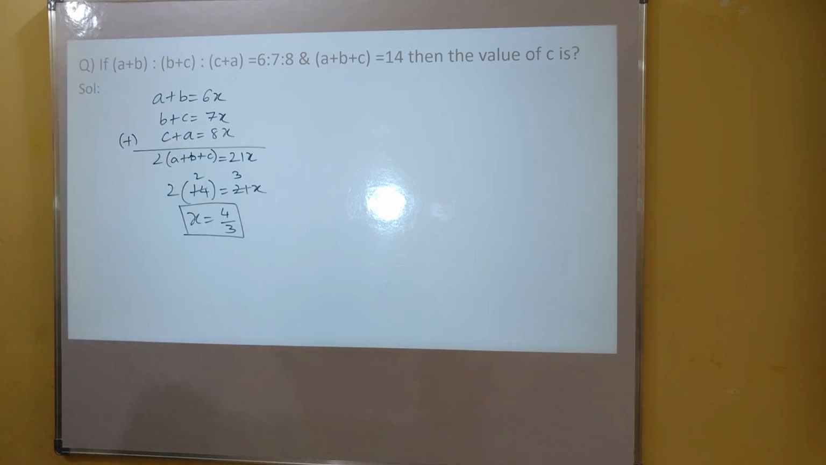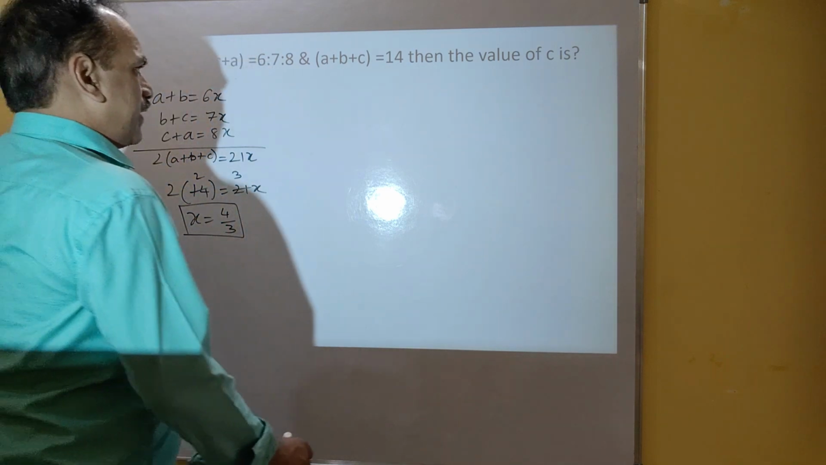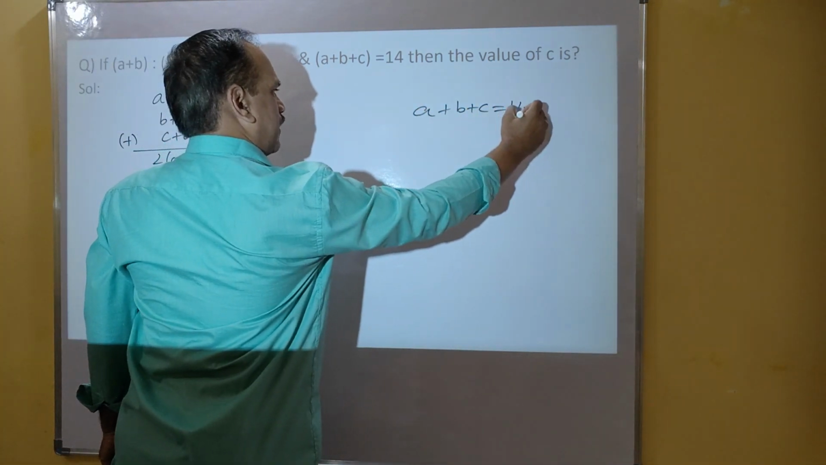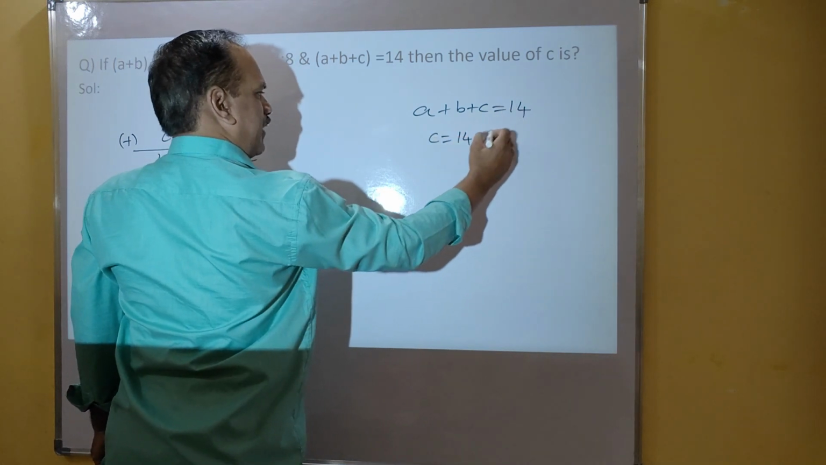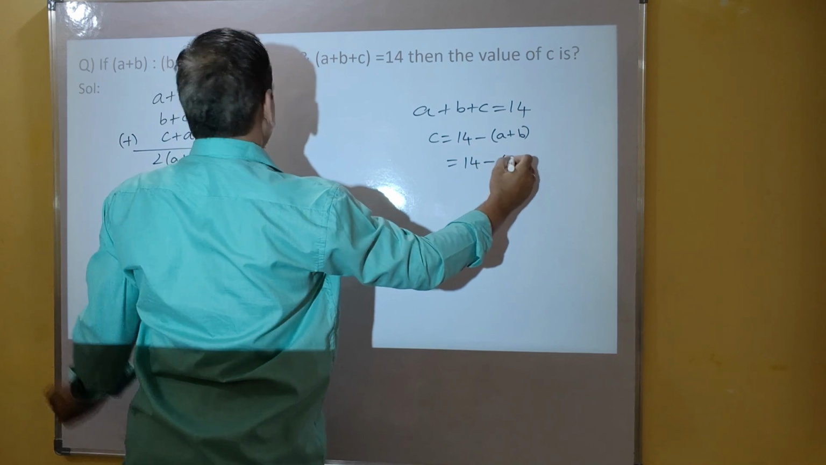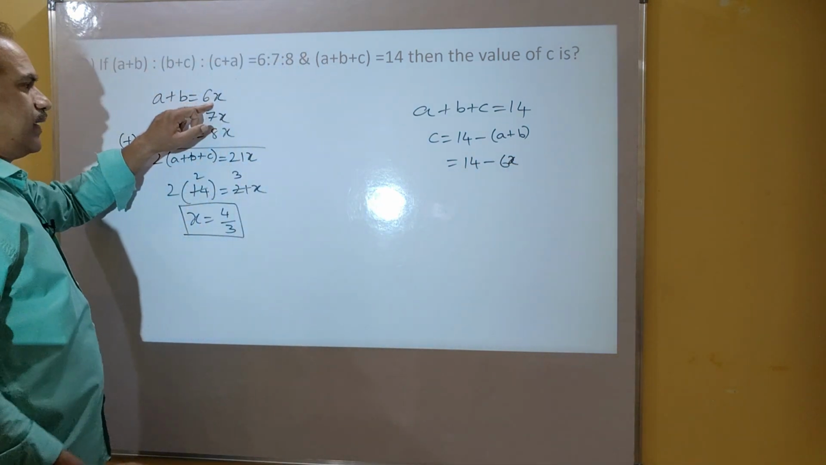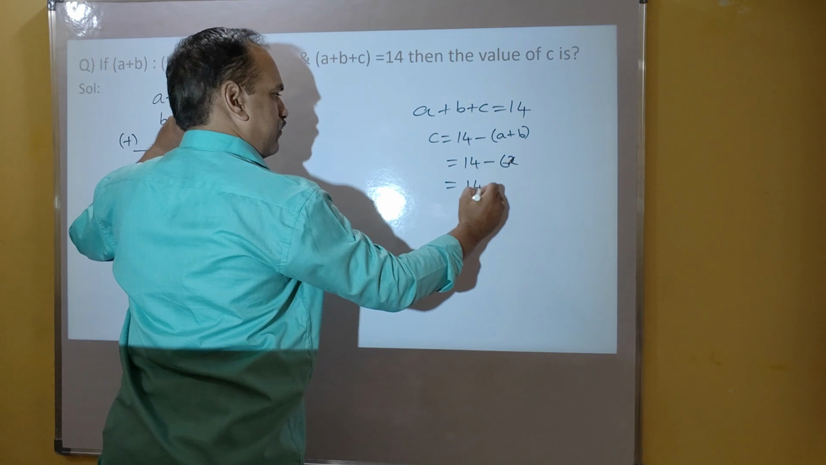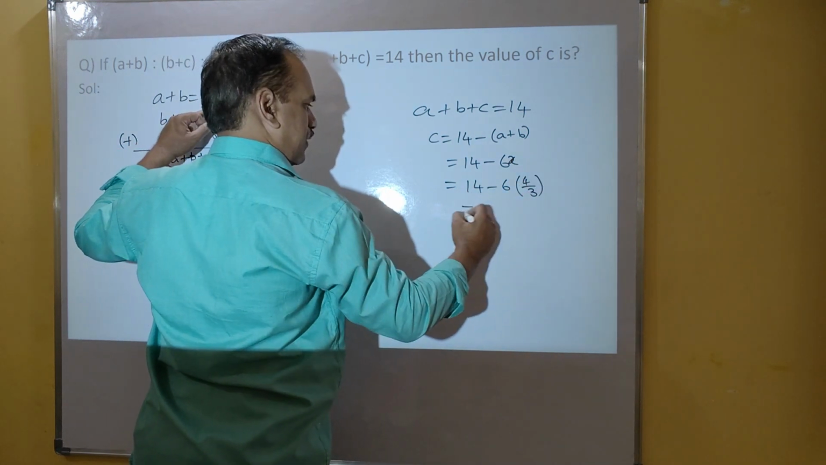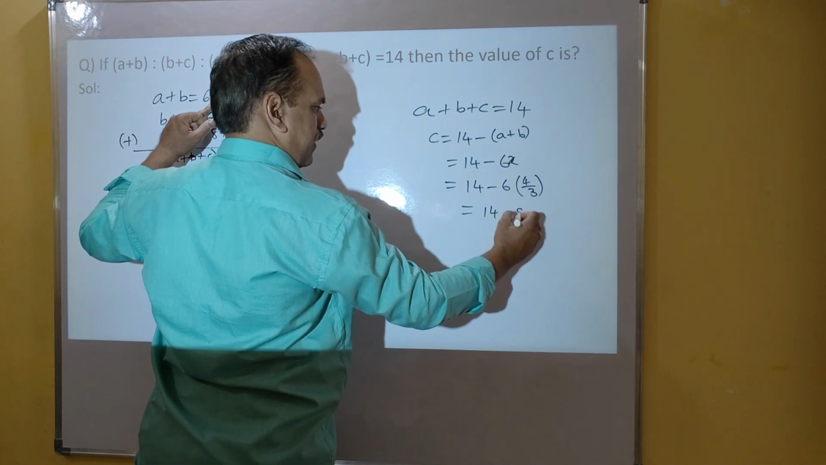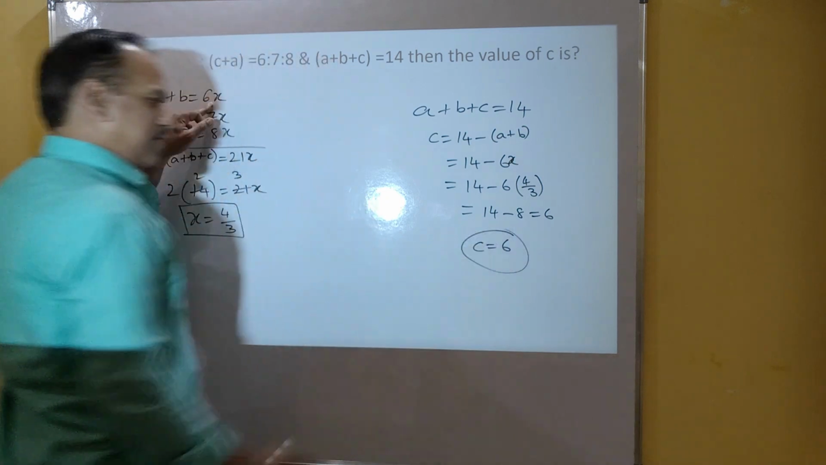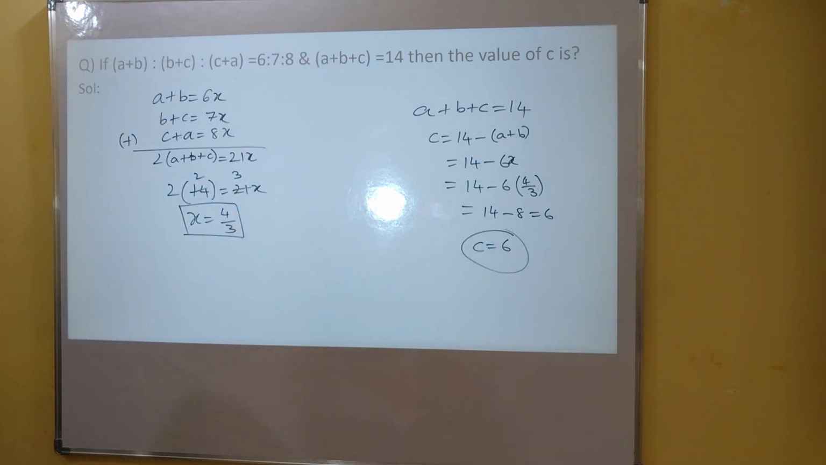Right. Now, how do you get c? A plus b plus c is 14. C equal to 14 minus of a plus b. 14 minus a plus b is 6x. You have taken it as 6x. We know the value of x. It is 4 by 3. So 14 minus 8, 6. So the value of C is 6.